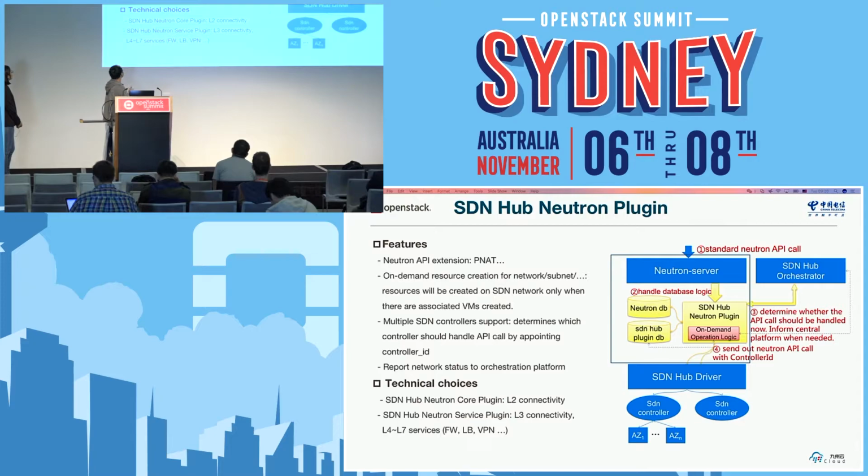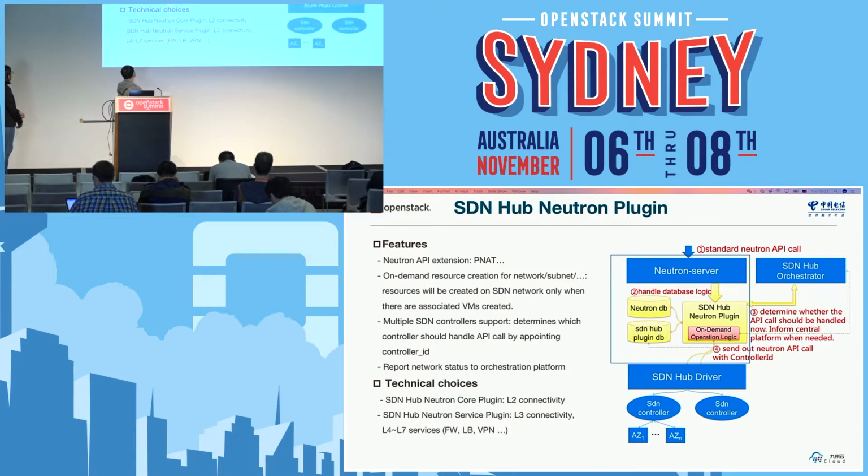And we will have multiple SDN controllers support. And after the SDN Hub orchestrators schedule and resources will be created on a certain SDN controller, the request will have a controller ID sent into the Neutron plugin. The Neutron plugin then will send the command down to the specific SDN controller. So that is the multi-SDN controller support.